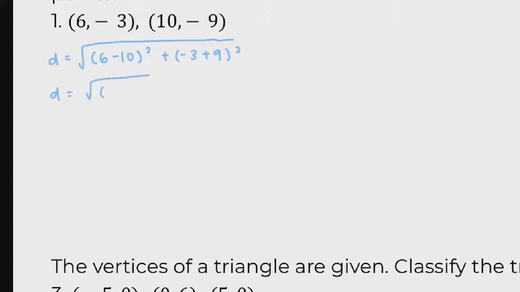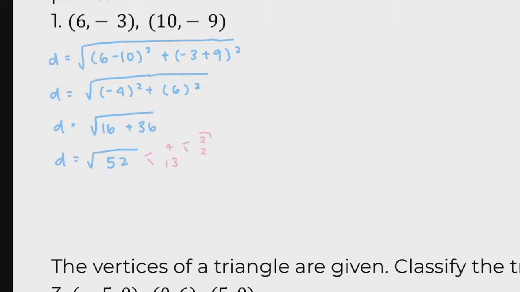So we get d equals negative 4 squared plus 6 squared. Negative 4 squared is 16 and 6 squared is 36. So we get d equals the square root of 52. And we can break up 52 into 4 and 13. And 4 breaks up into 2 and 2. So we have a pair of 2's that will come out of the square root. So that's going to be 2 rad 13. And that's the distance.